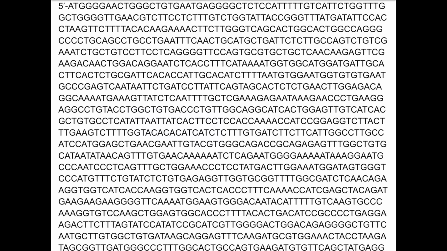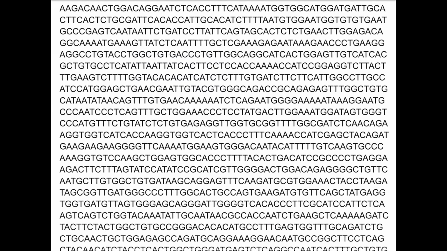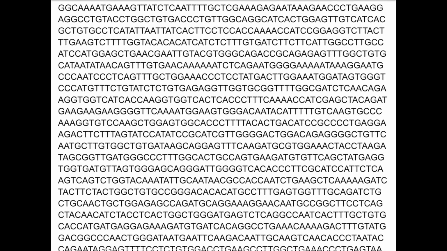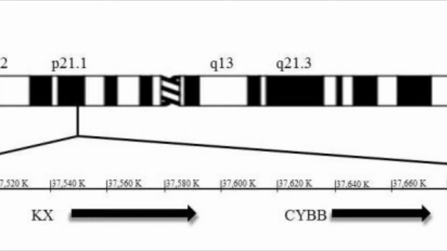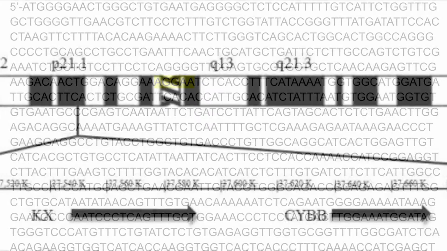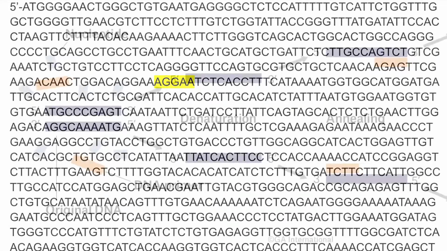The mutation that we'll be talking about today is a mutation in the CYBB gene, which codes for a subunit of the NADPH oxidase. The gene is on chromosome X at position p21.1. The specific mutation we'll be targeting is an insertion mutation where bases 286 to 290 are repeated.